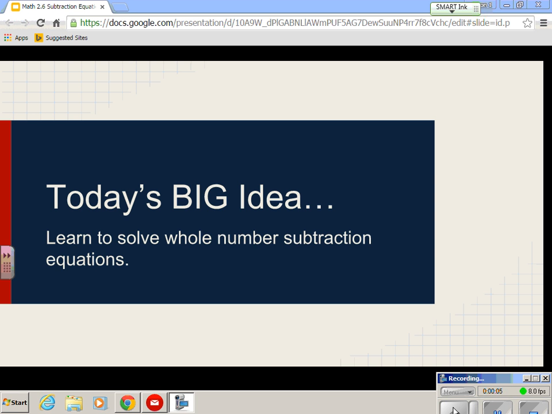Our big idea for today's lesson is to learn to solve whole number subtraction equations. Same goal basically as yesterday, except we changed one word. So go ahead and write this down along with today's date and page number in your notebook. When you're ready, come back.